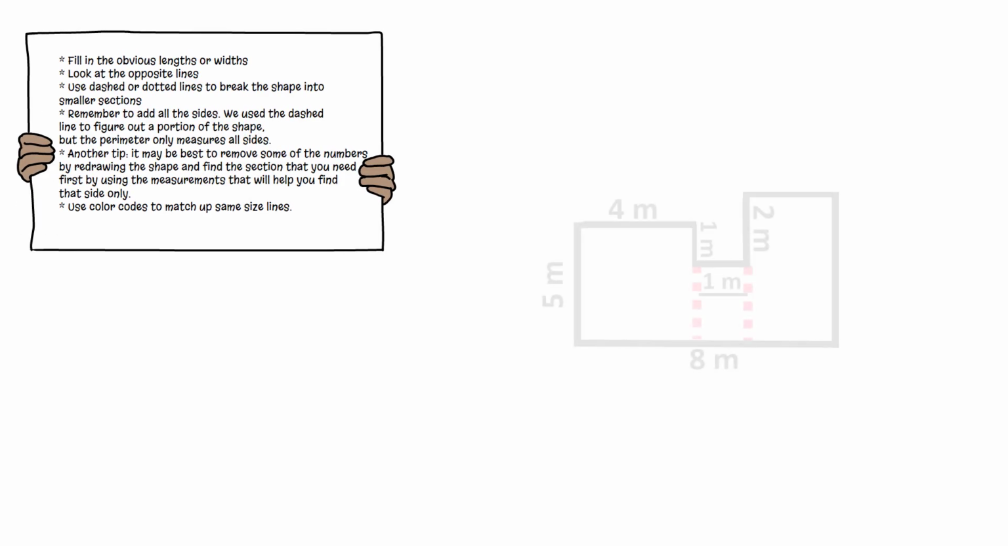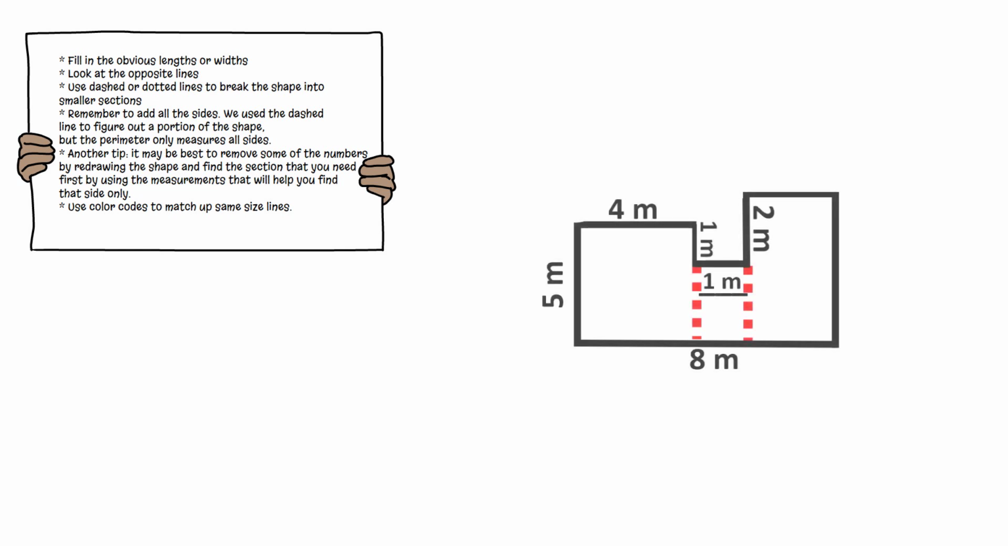Let's try another example. I will leave the tips on the side so that you can refer back to them as we find the perimeter of the next shape. Let's start with the red dashed lines. Since we know one side is 5 meters and the small section here is 1 meter, we can subtract 5 minus 1 to get 4 for the red section. 4 on the other side as well because they are equal.